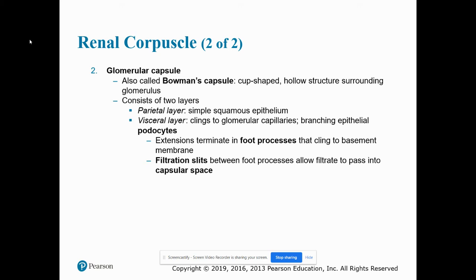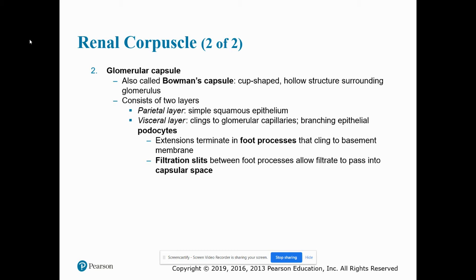The other part is the glomerular capsule, or the Bowman's capsule. This is a cup-shaped hollow structure that surrounds the glomerulus. There are two layers: the parietal layer and the visceral layer. The parietal layer is composed of simple squamous epithelium. It's on the outside, and it doesn't play a role in filtration.